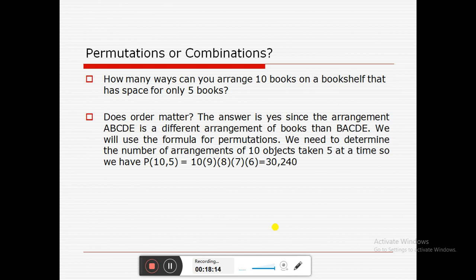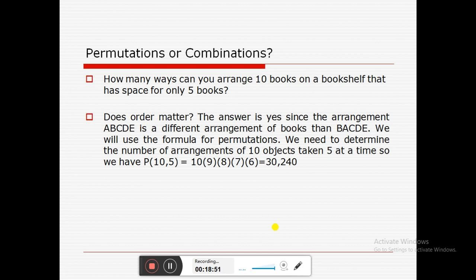Does the order matter? The answer is yes. The arrangement ABCDE is different from BACDE. So we will use the formula for permutation. Whenever the order matters, we will use permutations. Whenever order does not matter, we will use combinations. So ABCD is different from BACD, and we will use the formula for permutation.